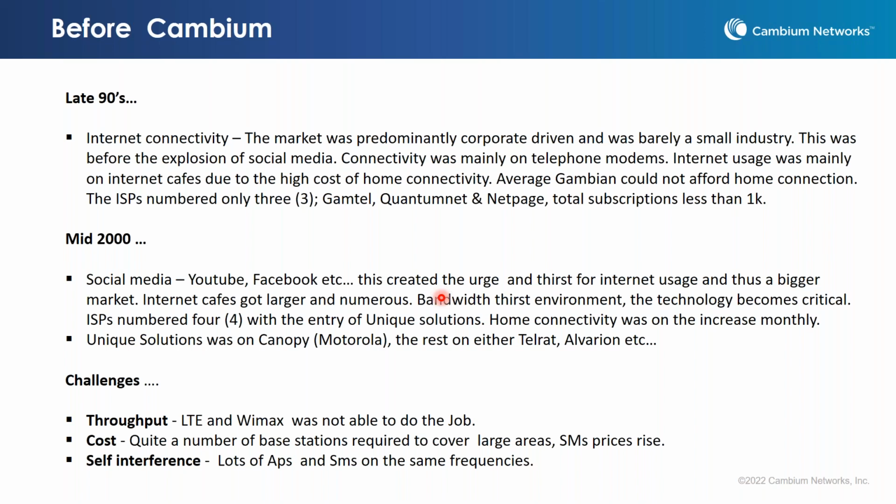So at some point in the late 2000s, ISPs were looking for vendors on the 5 gigahertz. I believe some tried other vendors, but they definitely could not do the job at that time. Then Cambium was introduced, around 2017 in the Gambia. A few ISPs had experience using the ePMP.